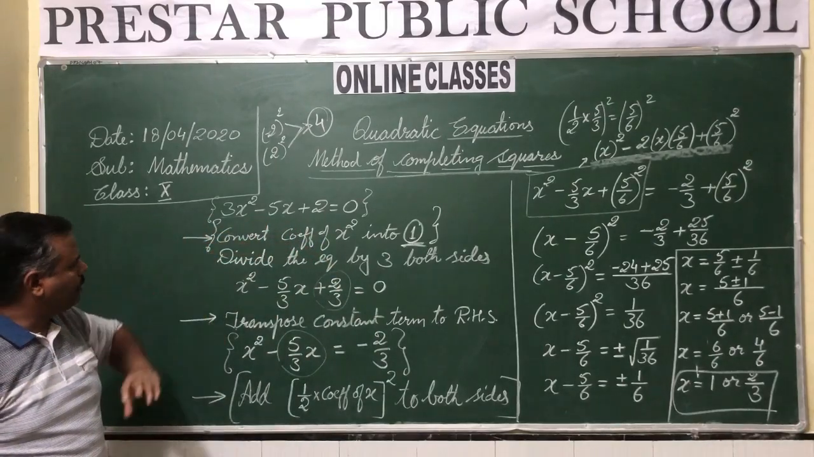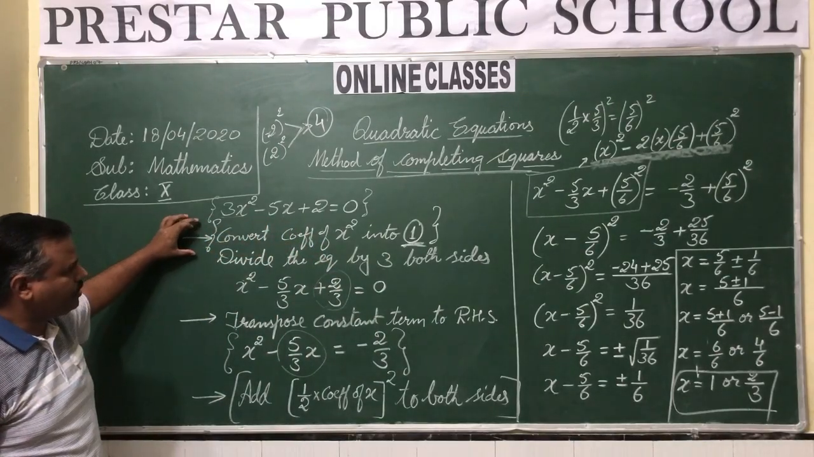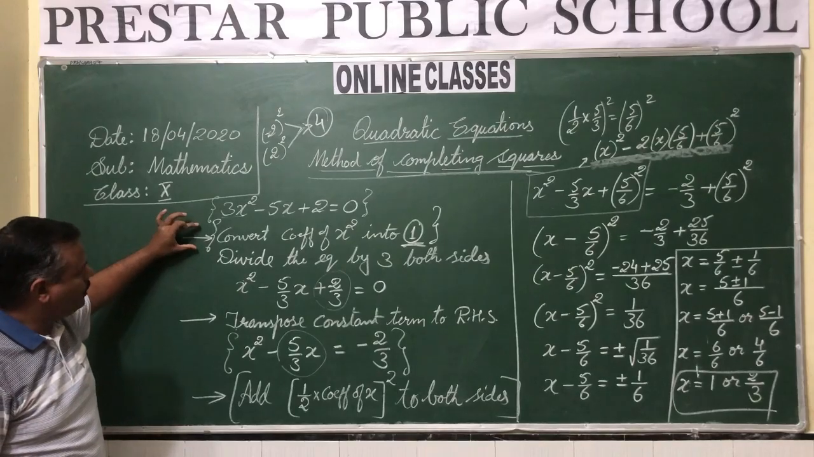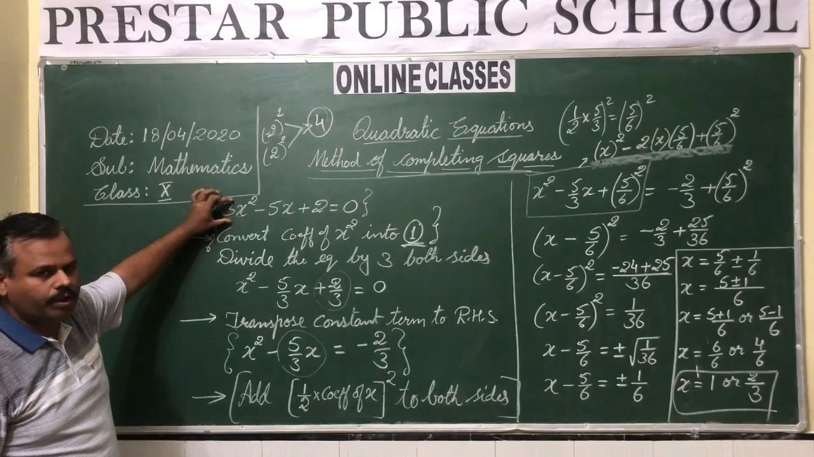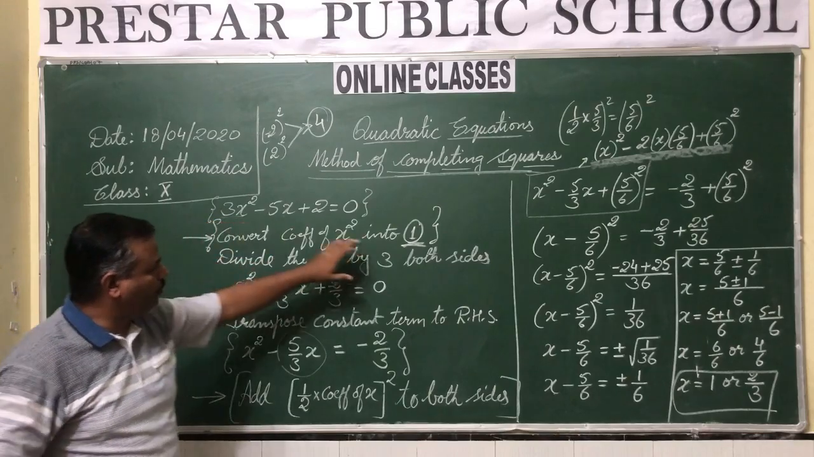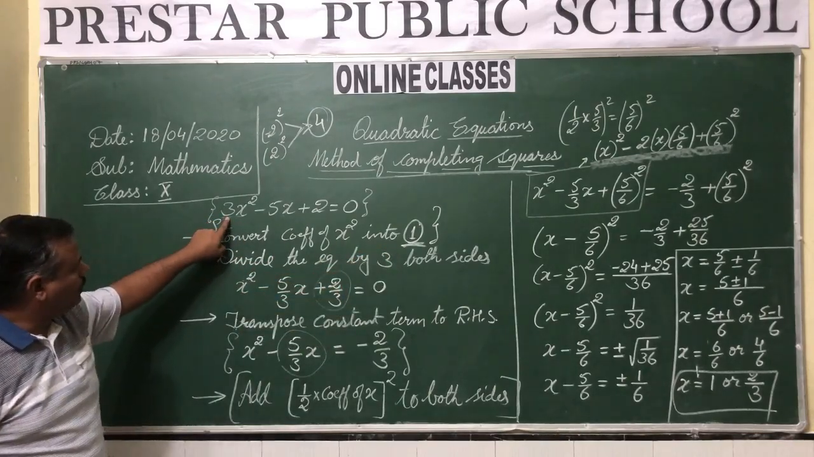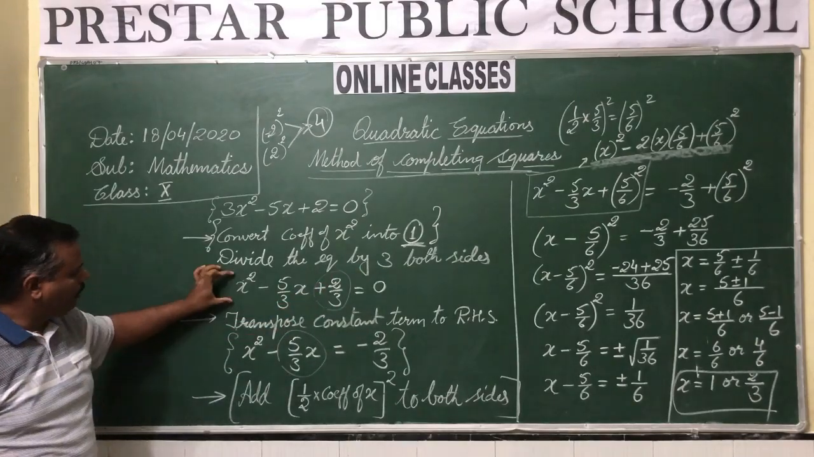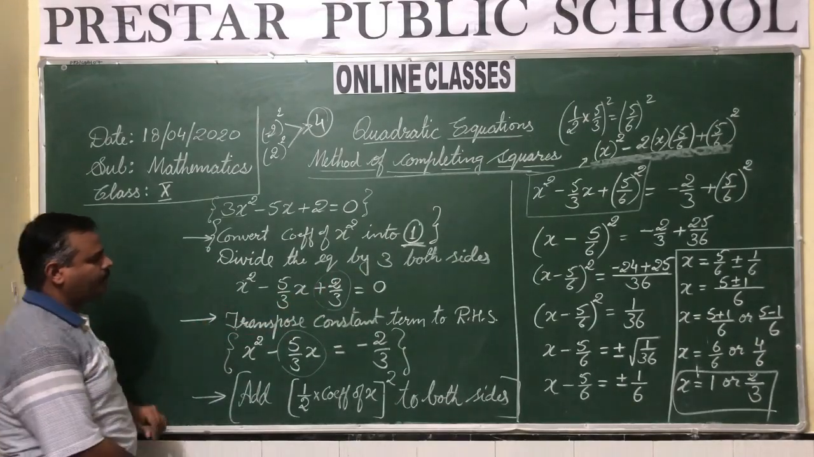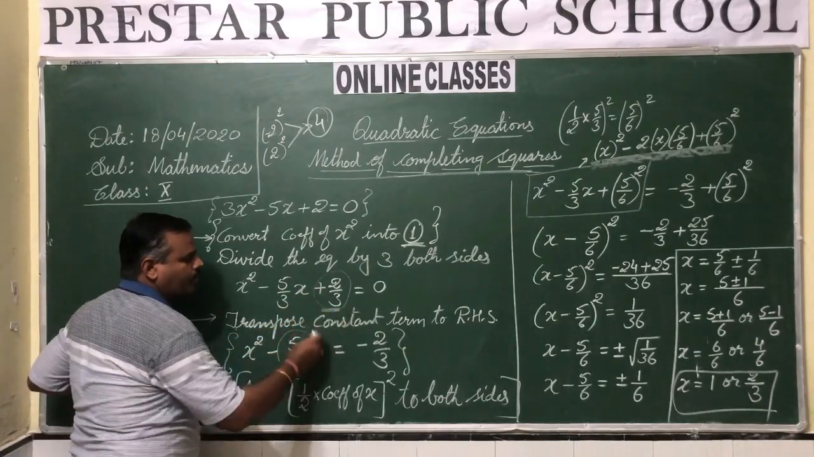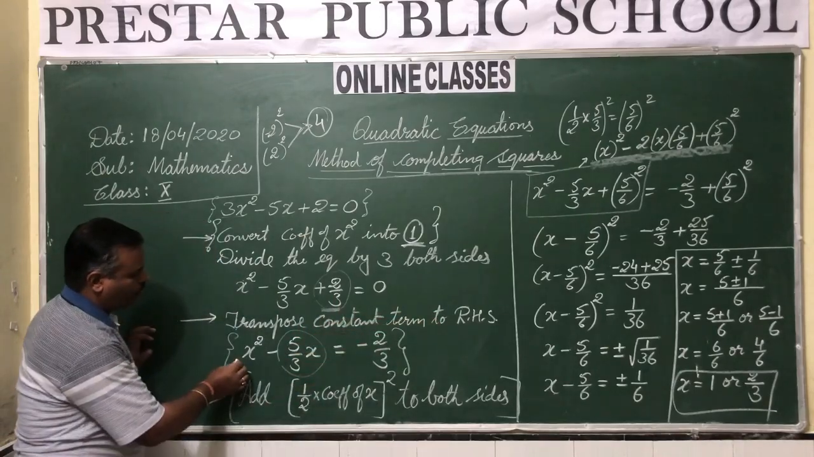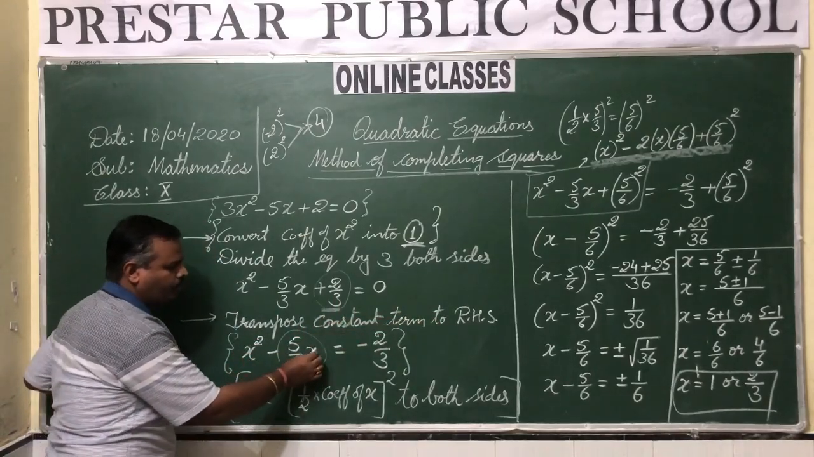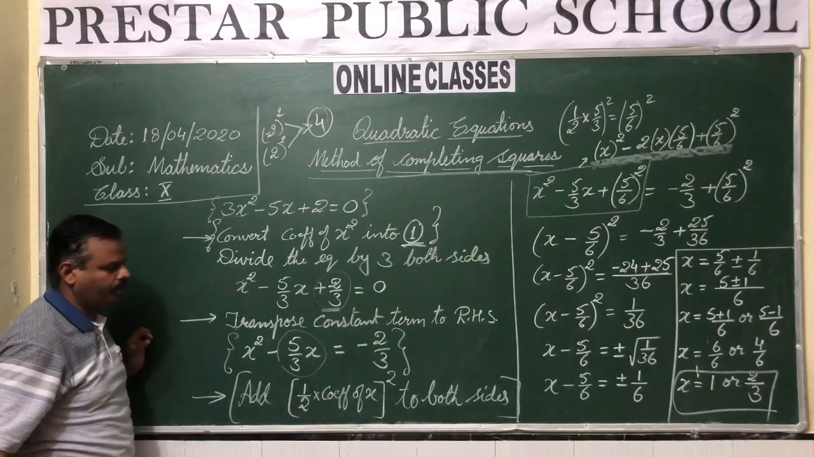Now let us just revise the 3 steps which we had done. The first is we have to convert the coefficient of x squared into 1. In order to do that, here it is 3, so we are dividing the whole equation by 3. On dividing we get this part. Second step says transpose the constant term to the right hand side. So we get it as x squared minus 5 upon 3x equals minus 2 upon 3.